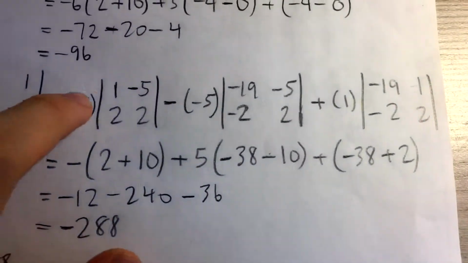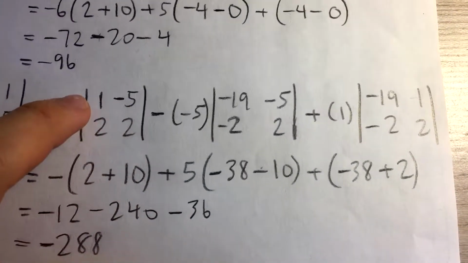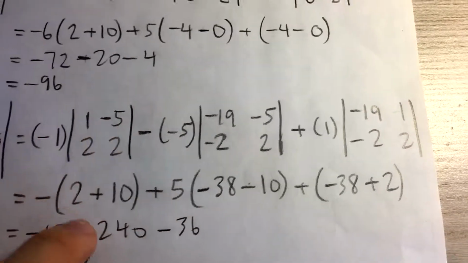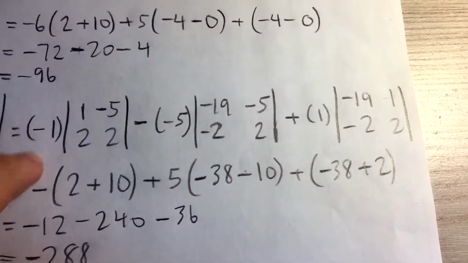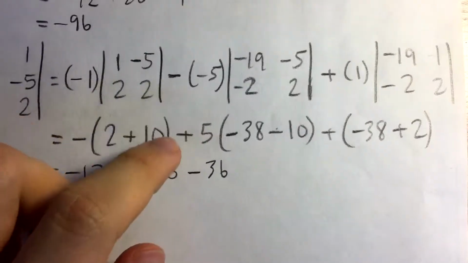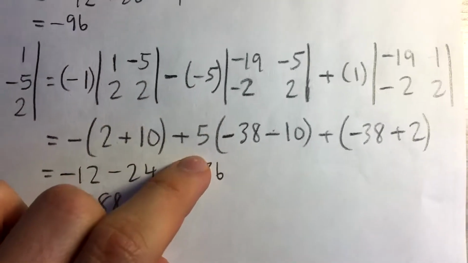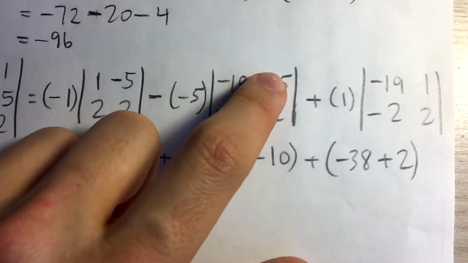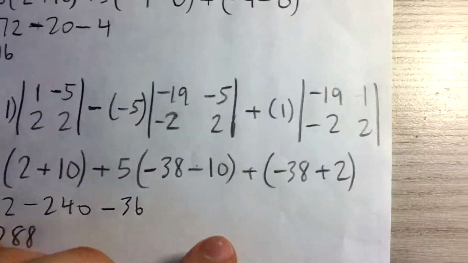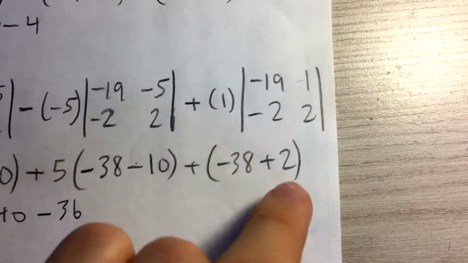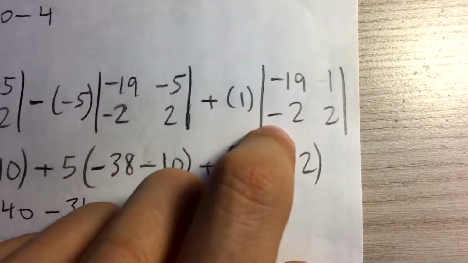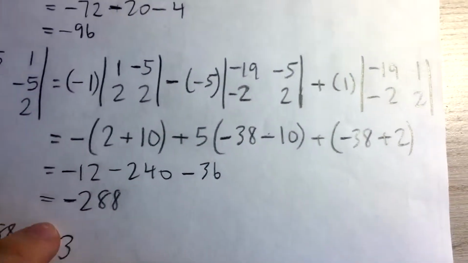And now, once again, I multiply diagonal, subtract it from the other diagonal. So I have 2 minus negative 10, which is 2 plus 10. You can see the negative 1 just becomes a negative sign. I have minus 5, so that's plus 5. And in here we have negative 38 minus positive 10. There you go. Here we have just a 1, so I get rid of it. And I have negative 38 minus negative 2, which is plus 2. And so now this is what I have.